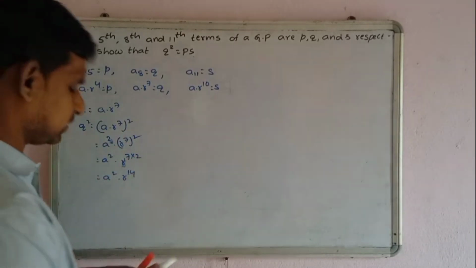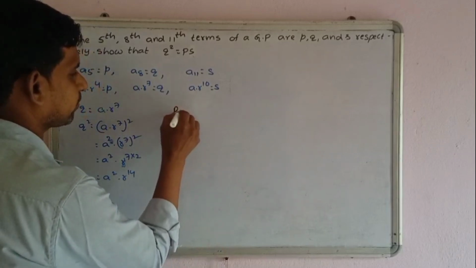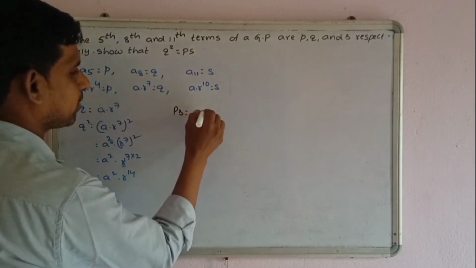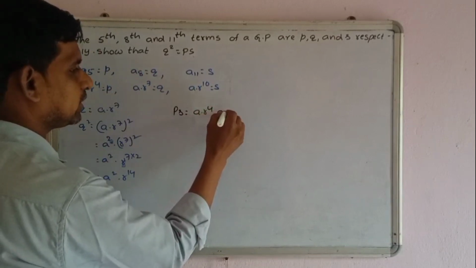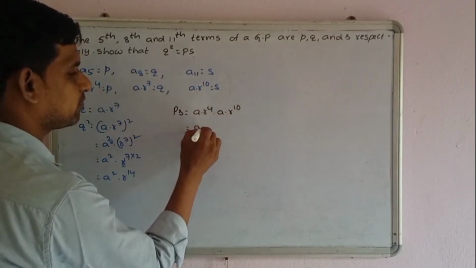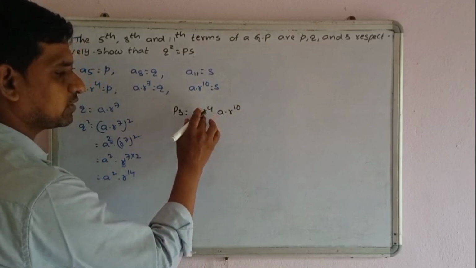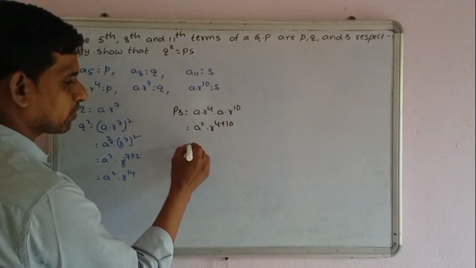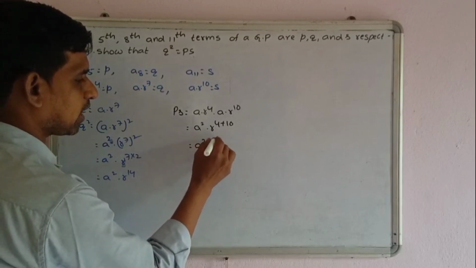Now find PS value. What is PS? P value is A into R power 4. S value is A into R power 10. That equals A into A, which is A square. See, this is also from A power m into A power n, A power m plus n. That equals A square into R power 14.